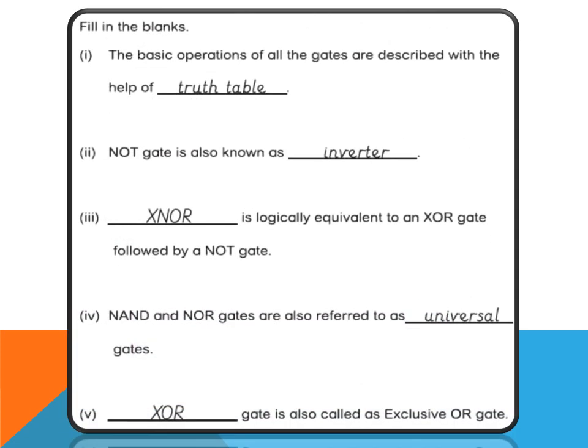So these are the answers. I hope everyone did correct. Everyone got all the answers correctly. The first one is the basic operations of all gates are described with the help of truth tables. NOT gate is also known as an inverter. XNOR is logically equivalent to XOR gate followed by a NOT gate. NAND and NOR gates are also referred to as universal gates.